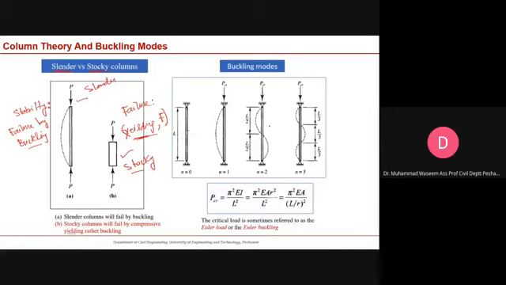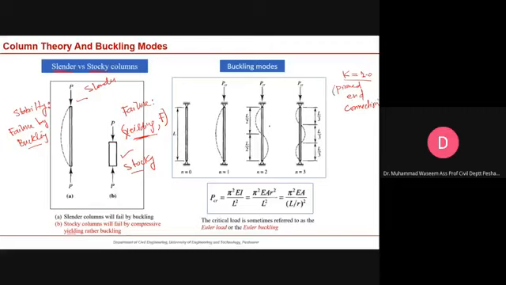And as we discussed, there is an end condition value, the K value, okay? This K value takes the value 1, unity, for the case of pin connected members, okay? Let me write it down here. Pinned end connections, the K value will be 1, okay?